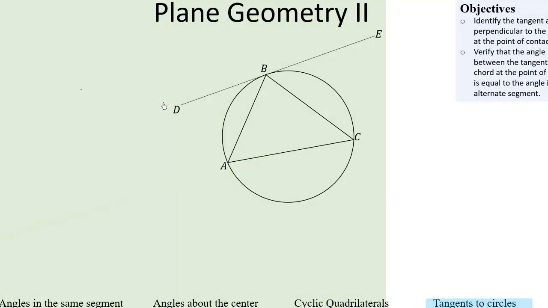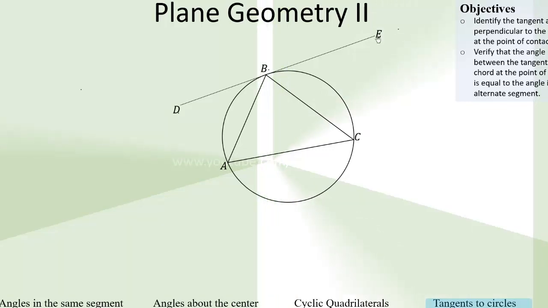Now let's verify that the angle between the tangent and the chord at the point of contact is equal to the angle in the alternate segment, which is our second objective. So line DBE is a tangent and AB is a chord. BC is also a chord.